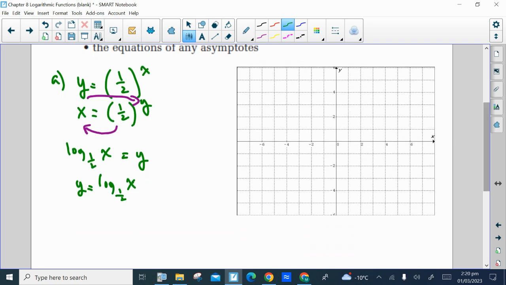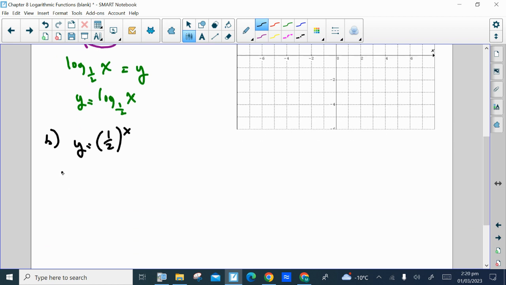So again, to graph this, which is what part B wants us to do, we'll start with a table of values for y equals a half to the power x. And we will choose some values of x, find out what y is, and then we'll use this to get points on the graph of the inverse. When x is negative 2, y will be 1/2 to the negative 2, which is 2 over 1 to the positive 2, which is positive 4.